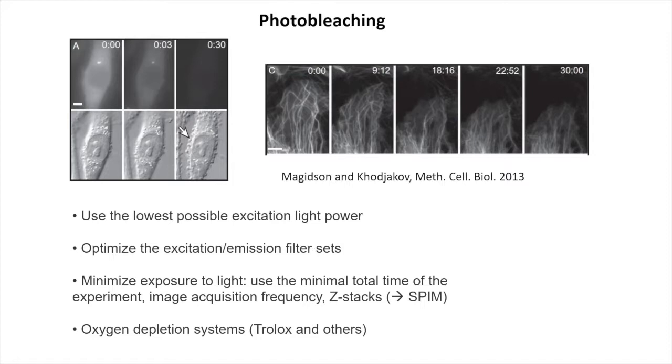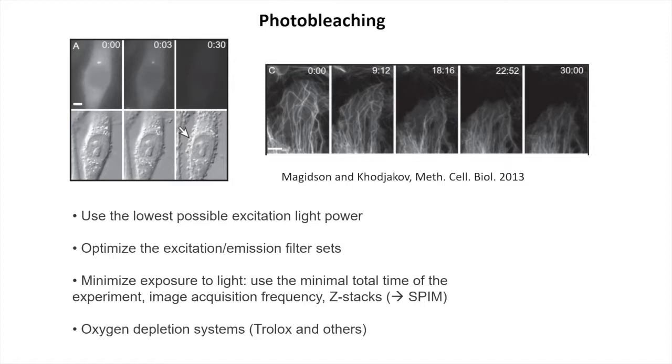Excitation emission set needs to be optimized, obviously, for given fluorophores. And again, one has to be very cautious of number of Z-stacks and acquisition frequency, as I mentioned. In that regard, really, this selective plane emission microscopy without the light sheet scanning to the cells by far is the least damaging technique. So if you really want to keep cells alive and do it fast, that's sort of the way to go.